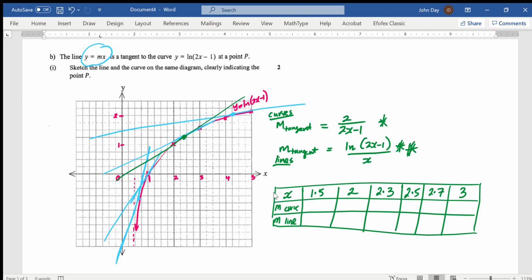So when x is 1.5, from the curve's point of view, it's 2 on 2 times 1.5 minus 1. So 2 on 3 minus 1, 2 on 2. Oh, it's equal to 1.